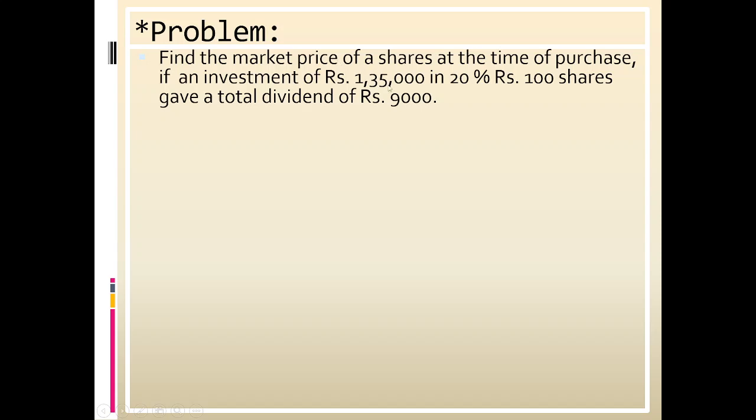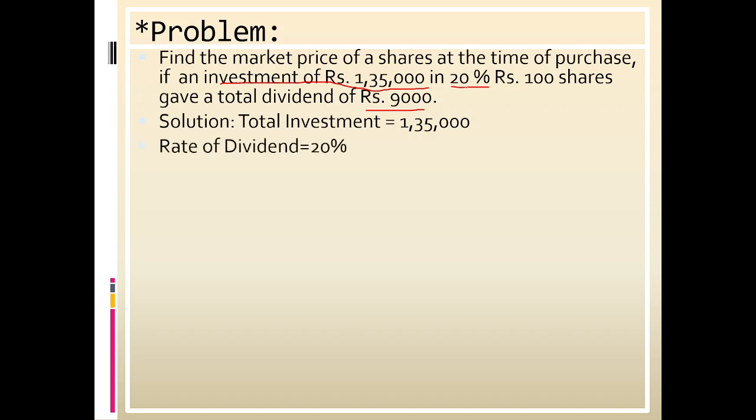Find the market price of a share at the time of purchase if a total investment of rupees 1,35,000 in 20% rupees 100 share gives a total dividend of 9,000. Now here total investment is given, 1,35,000. Rate of dividend is given, 20%. Then face value of share is given, 100 rupees. Also total dividend is given, 9,000. Now here we have to find the market price of one share.